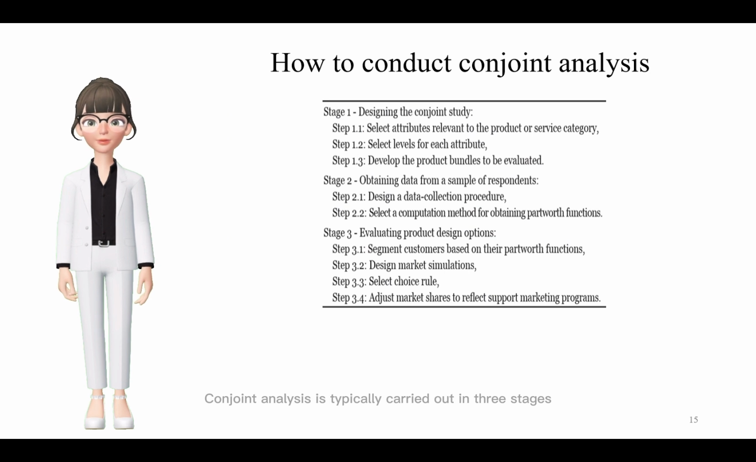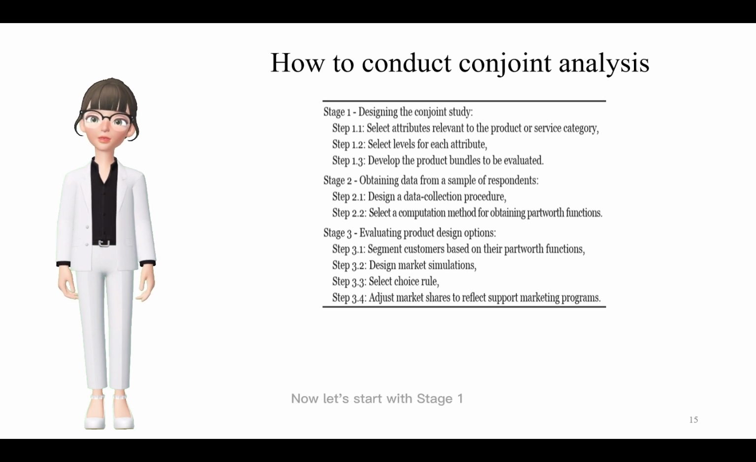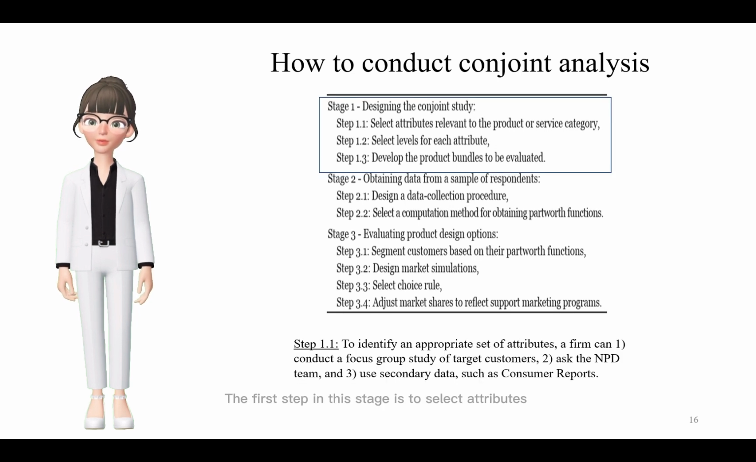Content analysis is typically carried out in 3 stages: design, data collection, and decision exploration. Now let's start with stage 1, designing the content study. The first step in this stage is to select attributes relevant to the product or service category. This can be done by conducting a focus group study of target customers, asking the NPD team which features and benefits it would consider, or using secondary data such as consumer reports.